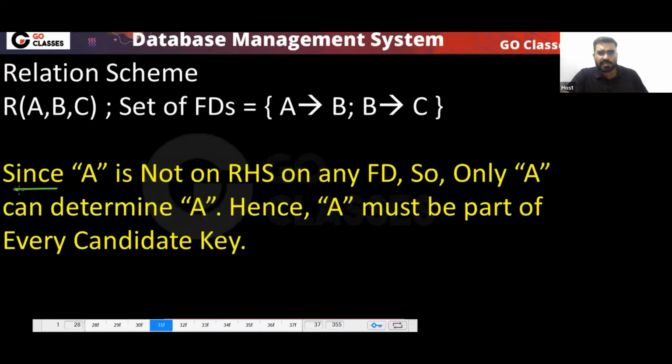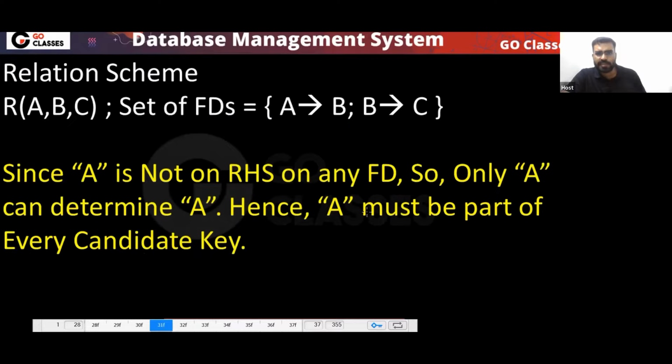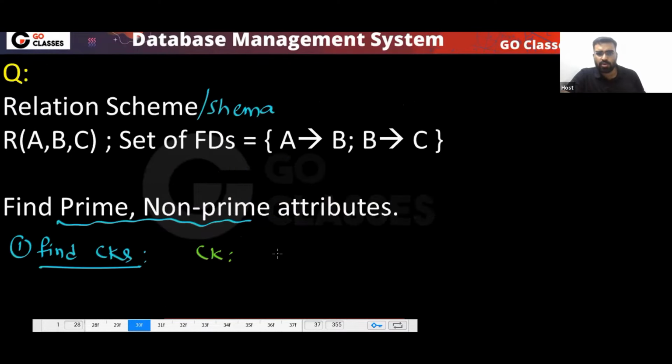Since A is not present on the RHS of any functional dependency, only A can determine A. So A must be part of every candidate key. Yes or no? Because no one else can determine A, only A can determine A. So A must be part of every candidate key. Now let's check it out.